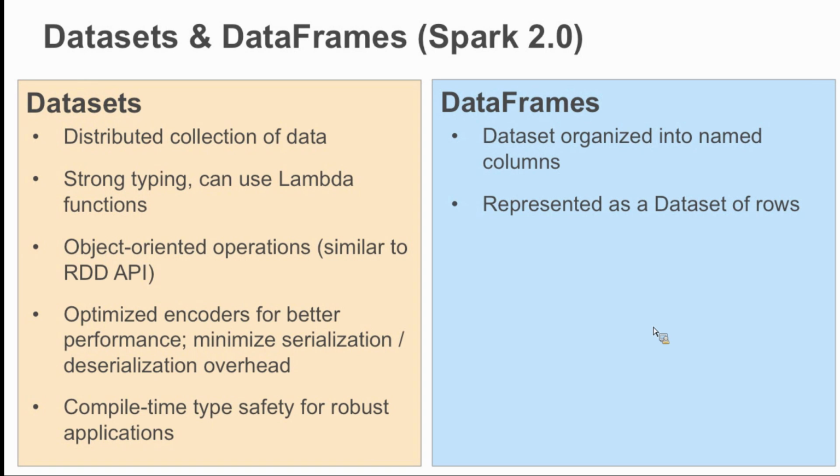DataFrames, what they do is they take datasets and can aggregate them and organize them into named columns, very much like a database table, database output, where you have your sets of data, but you have a column name associated with it, and you can perform operations by specifying the name of those columns.